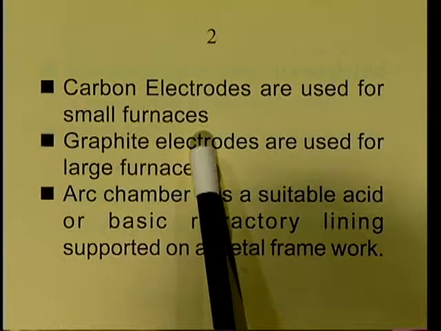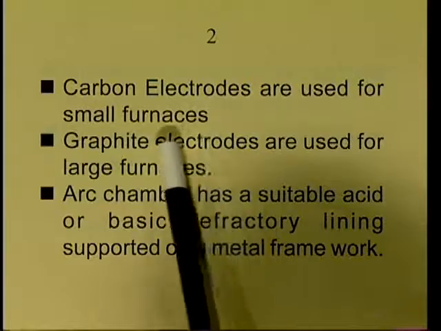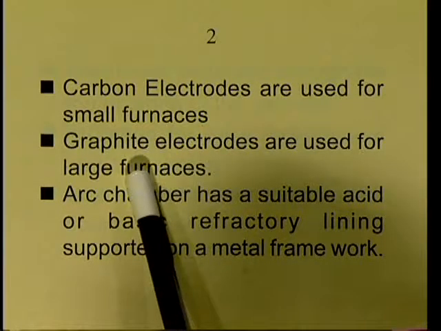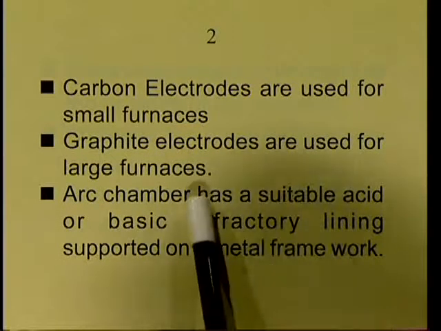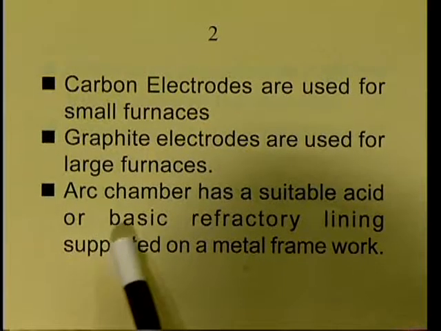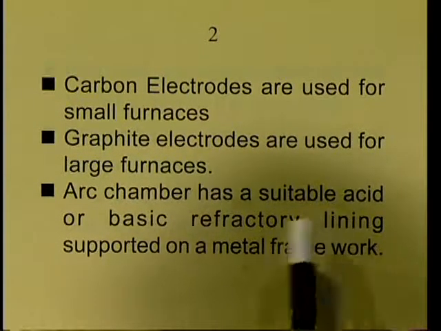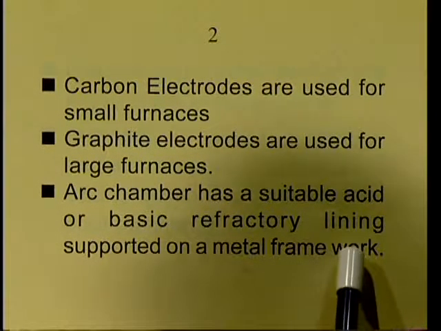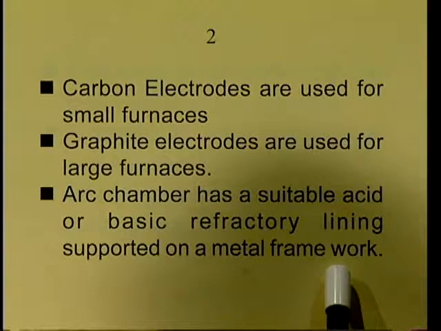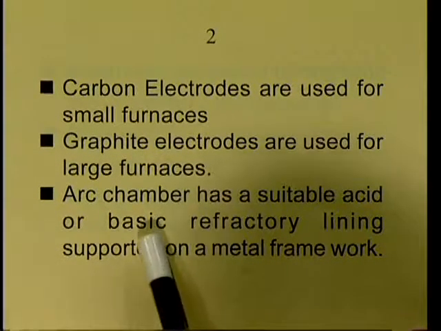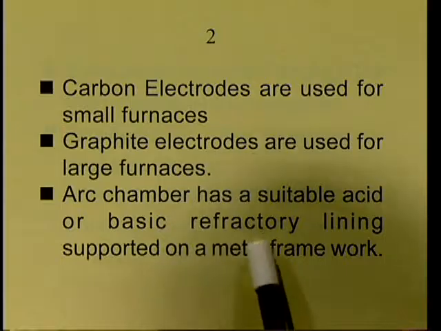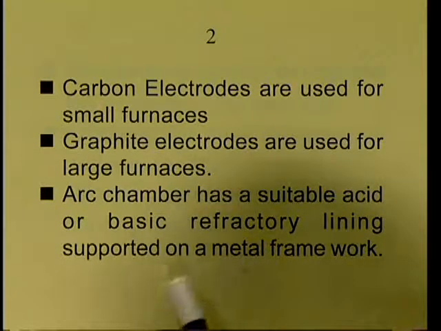Carbon electrodes are used only for small furnaces. Graphite electrodes are used for large furnaces. The arc chamber has a suitable acid or basic refractory lining supported on a metal framework. The total chamber of the furnace is made of refractory material supported on a metal framework.